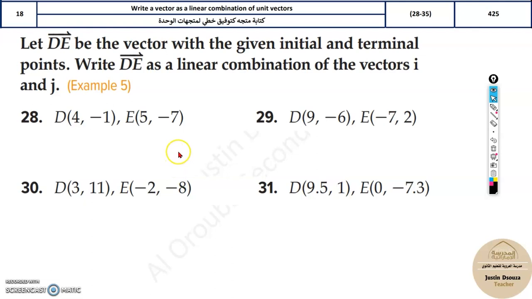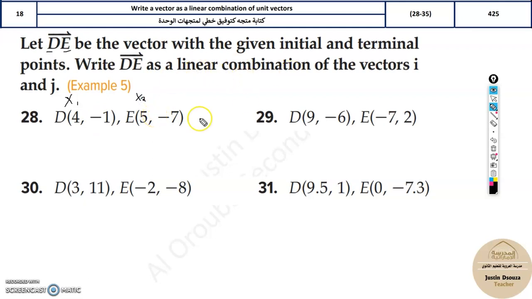Here in the 18th topic, we will write a vector as a linear combination of the unit vectors i and j. This is a very simple topic. All you need to know is that they will give you the initial and terminal points. D is the initial point, and E is the terminal point. The first initial point is always x1, y1, and the terminal point would be x2, y2.